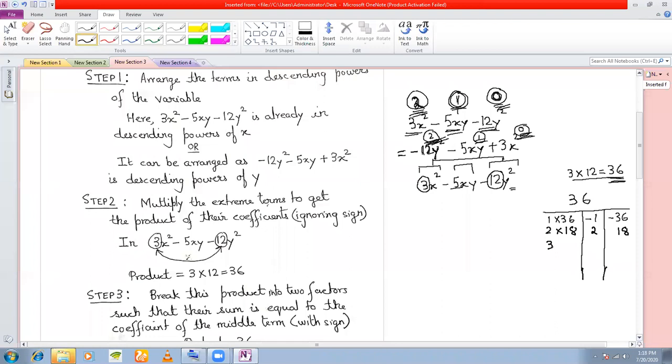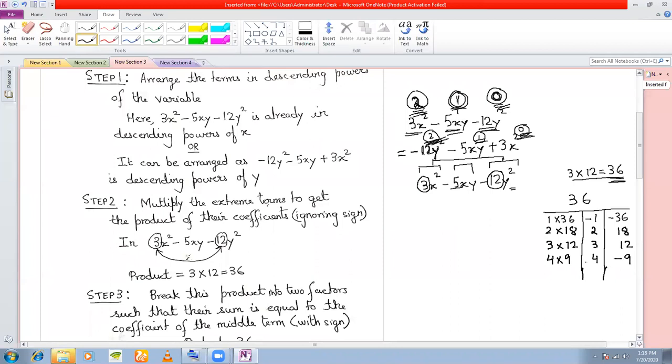So let us proceed further. 3 into 12. So first factor 3, second factor 12. Will I get minus 5 from 3 and 12? There is no way, whether you take plus 3 plus 12 or any other sign, there is no way to get minus 5. Let us proceed to the next one then. 4 into 9. 4 and 9. Is there any way to get minus 5?